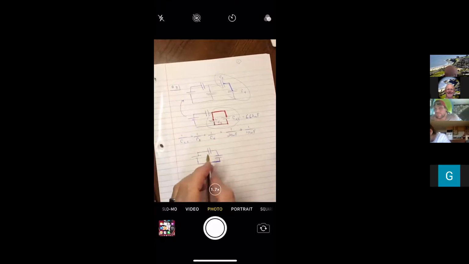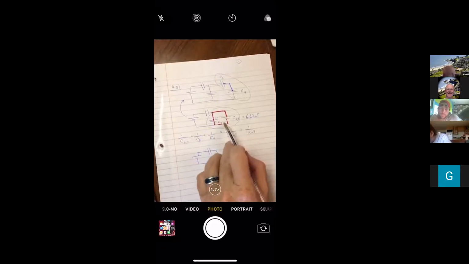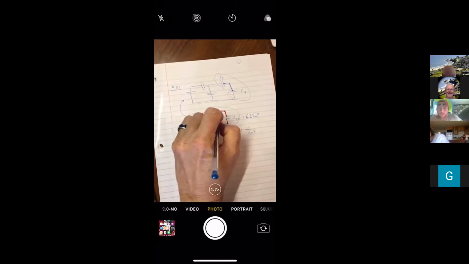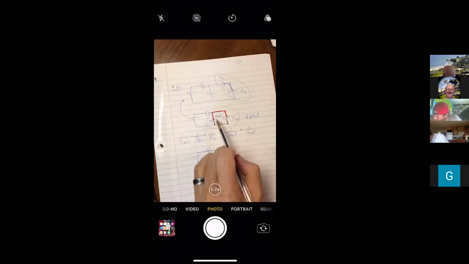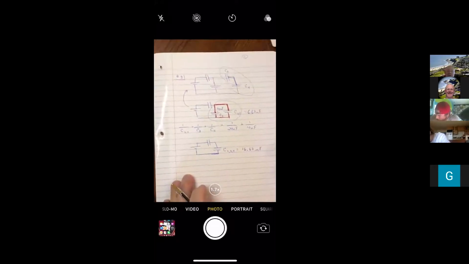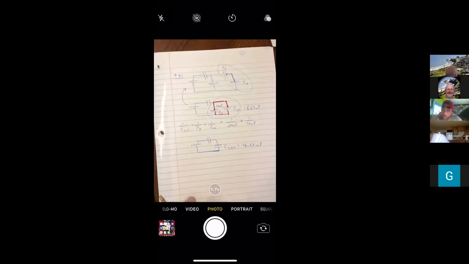All right, but so this then I will call the equivalent of number 2 and number 3 and number 4. And since these two are in parallel, you add them together. And this is the 10 microfarad. So 10 plus 6.67 would be 16.67. Okay. And so I guess I would call this the equivalent of the equivalent.